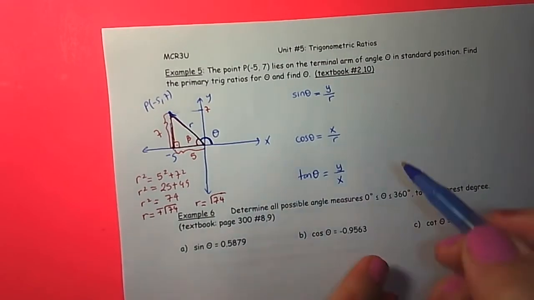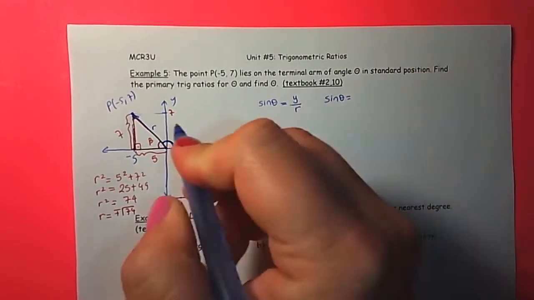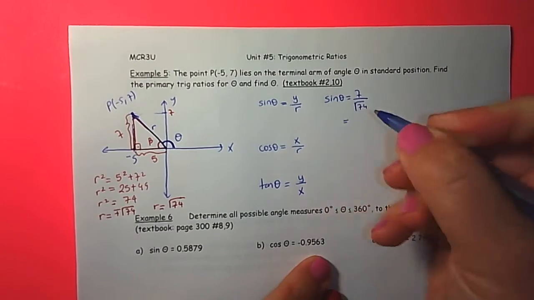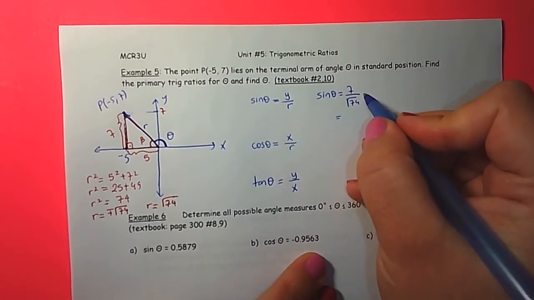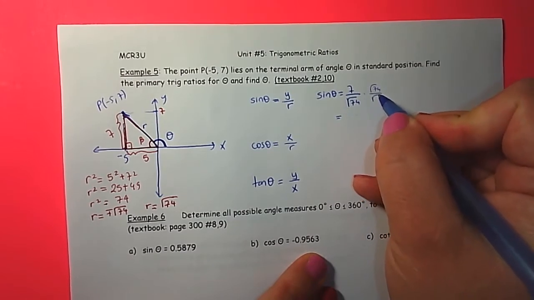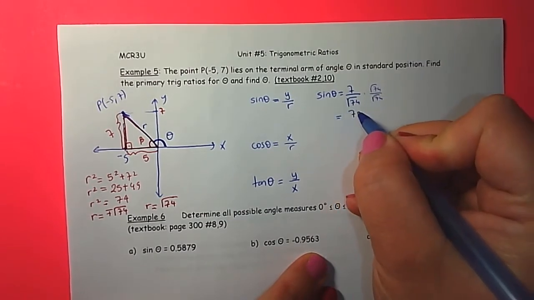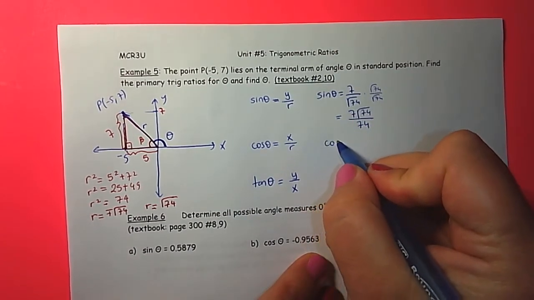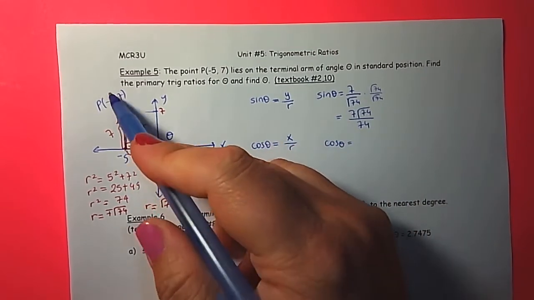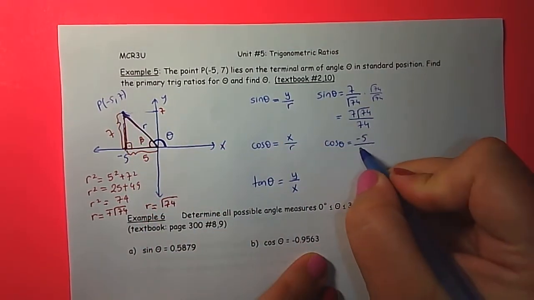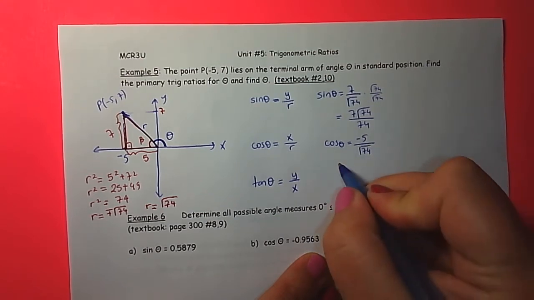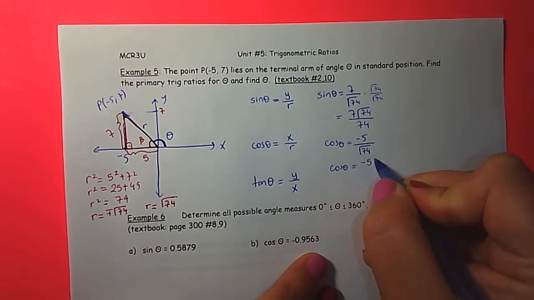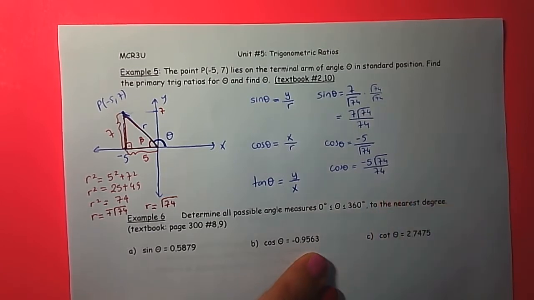Then let's write the ratios. Sine theta is the y coordinate 7 over r, root 74. We always rationalize the denominator, so multiply by root 74 over root 74. That gives us 7 root 74 over 74. Cosine theta is the x coordinate, -5, over r, root 74. Again, we multiply top and bottom by root 74 over root 74. That gives us -5 root 74 over 74.